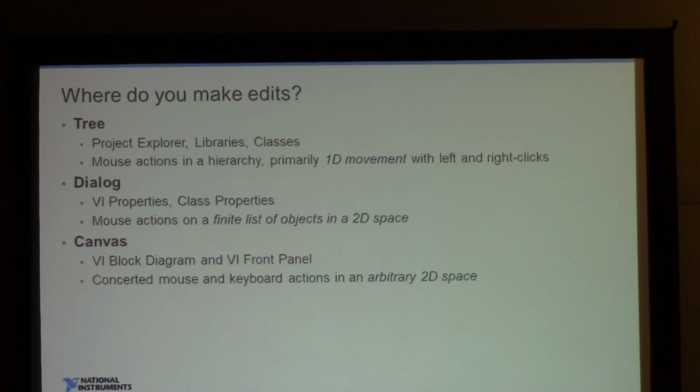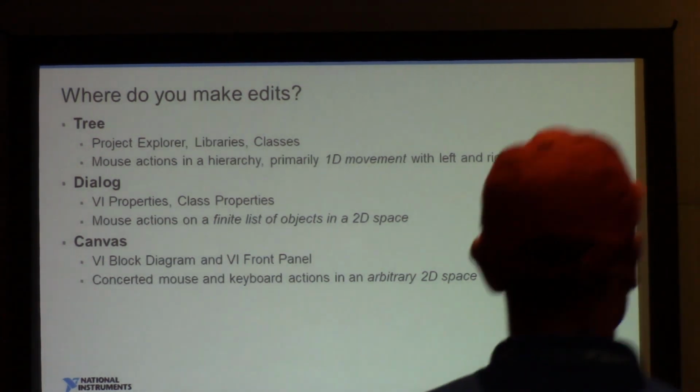But then you've got a canvas. So the block diagram and the front panel are the canvases in LabVIEW. And when you're working in a canvas, you're going to be using your mouse. You're going to be using your keyboard. It's an arbitrary space. You can drop an object anywhere on a block diagram. It's not a finite list of things.